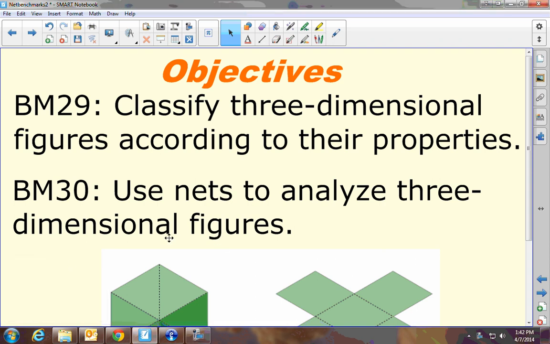We're going to be doing benchmark 29 and 30 in this video lesson today. Benchmark 29 says that you can classify three-dimensional figures according to their properties. Benchmark 30 says you can use nets to analyze three-dimensional figures. And we'll get into those here right now.